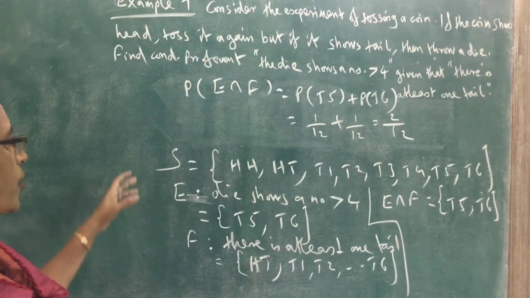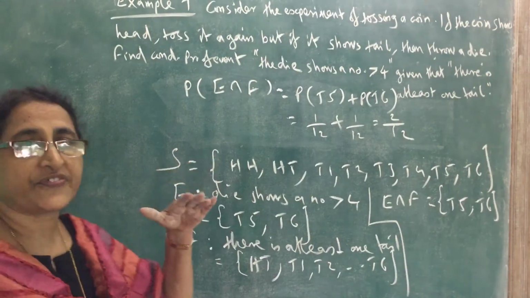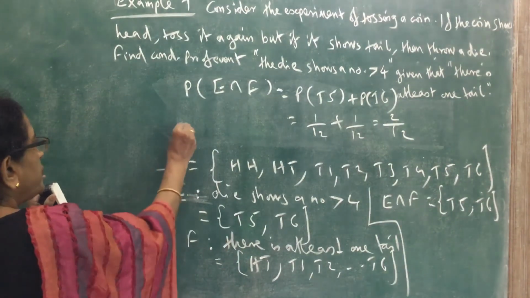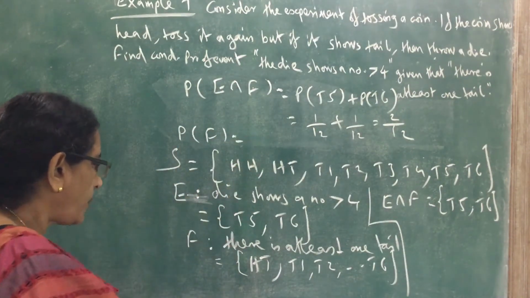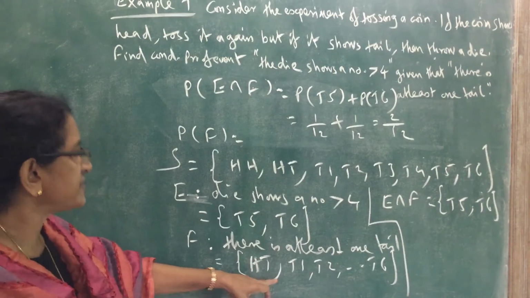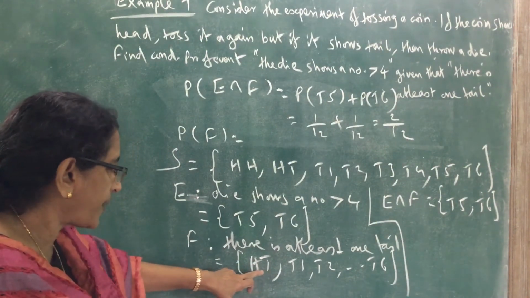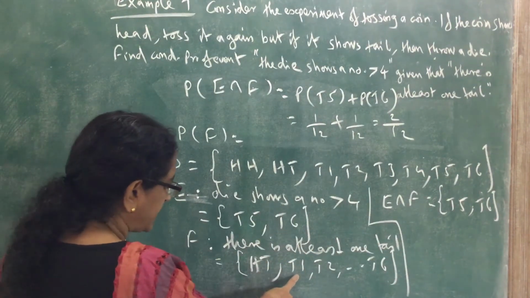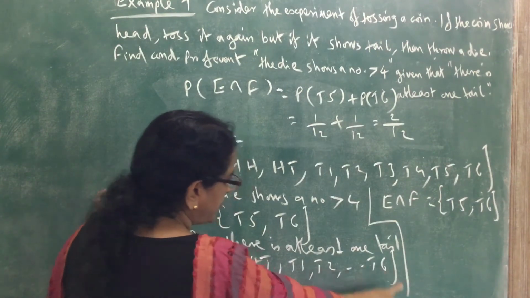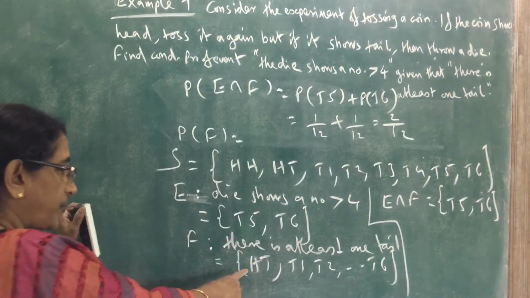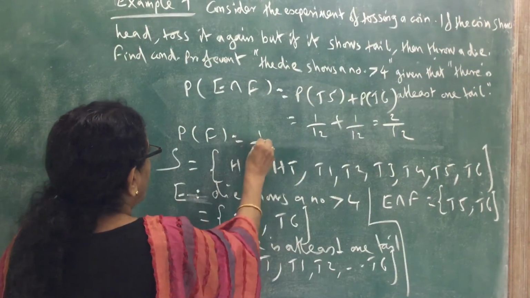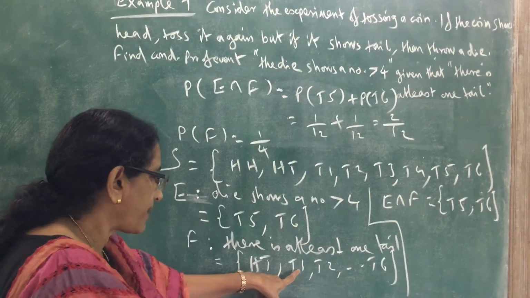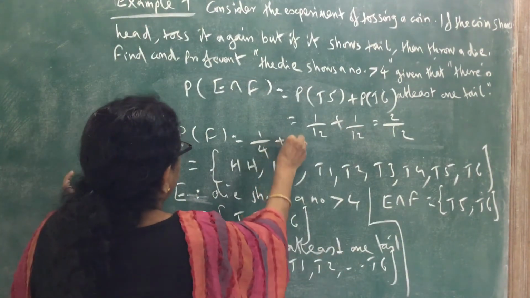Now we want to find the probability of F. We know the probability of E given F is the probability of E intersection F by the probability of F. So now we will find the probability of F. Probability of HT, that is 1 by 2 into 1 by 2, 1 by 4. So I am going to write directly the probability of HT plus the probability of T1 plus the probability of T2 plus etc., probability of T6. All of them we have to add. Probability of HT is 1 by 4, plus here 1 by 2 into 1 by 6, that is 1 by 12.